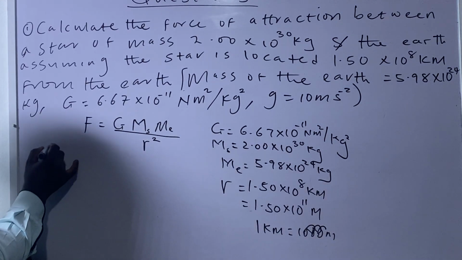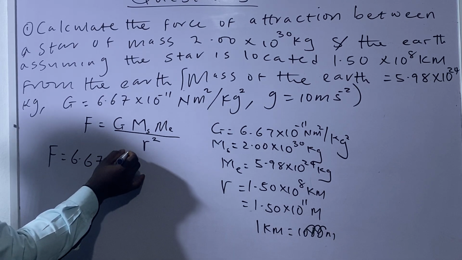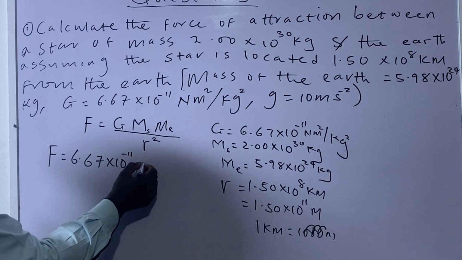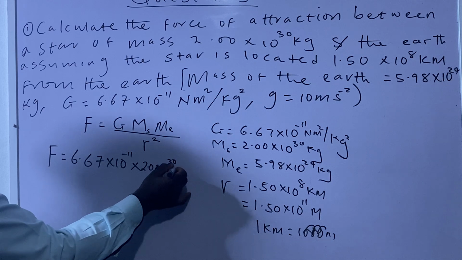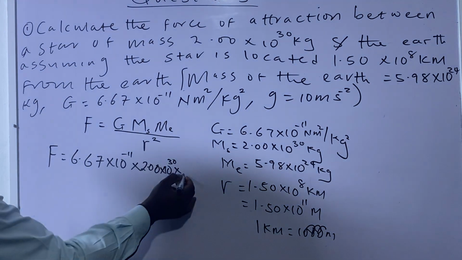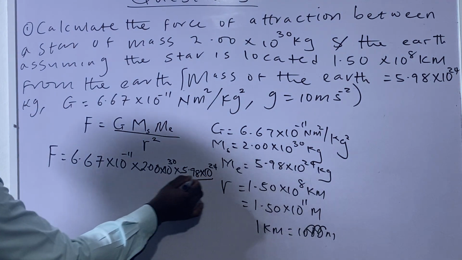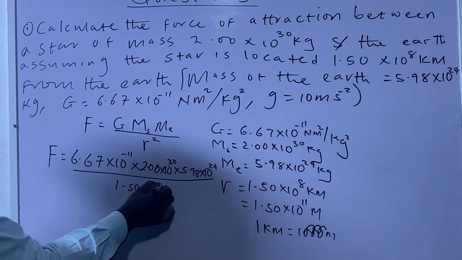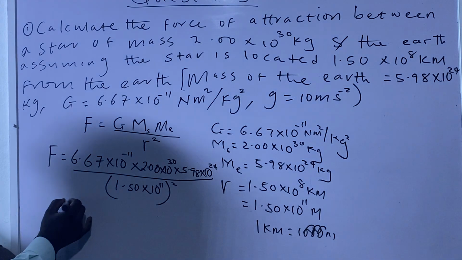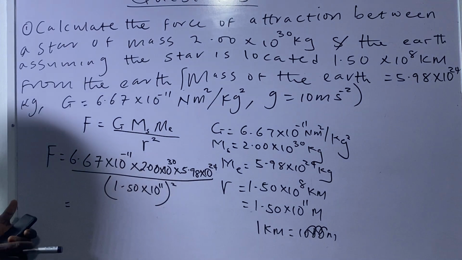So we can also put in the value now. So we know this. Look at it. 6.67 times 10 raised to power minus 11. We know the mass of the star, 2.00 times 10 raised to power what? 30. And then we know the mass of the earth, that's 5.98 times 10 raised to power 24 over 1.50 times 10 raised to power 11, and then you square it. So to do this, you could do it this way systematically. So let's use a calculator to resolve it.